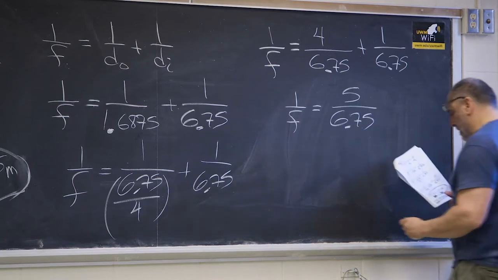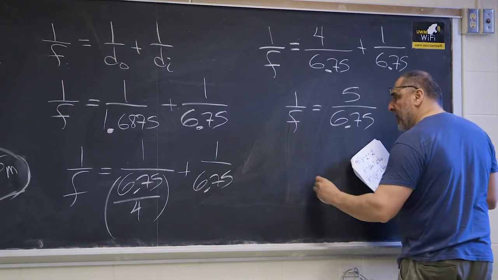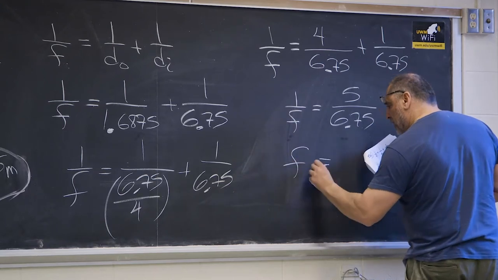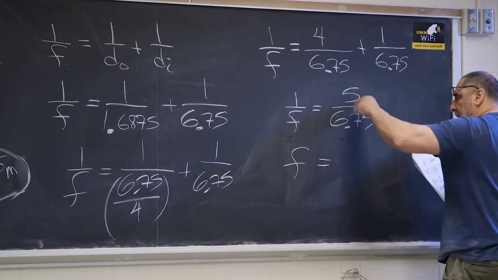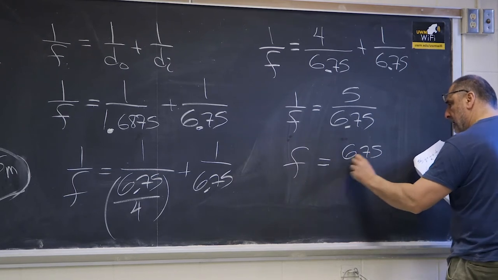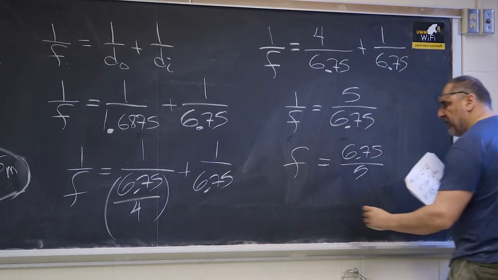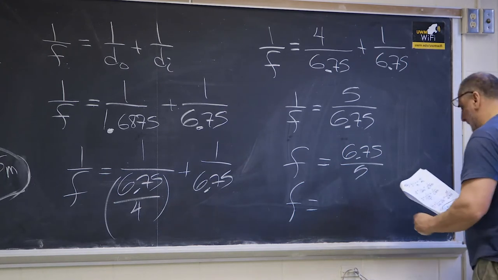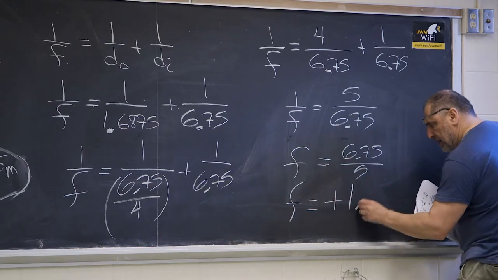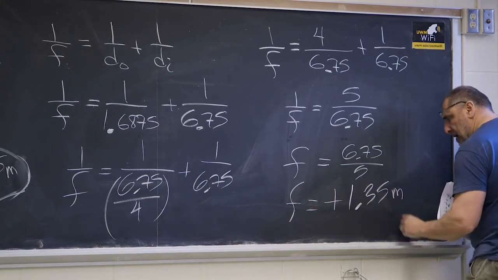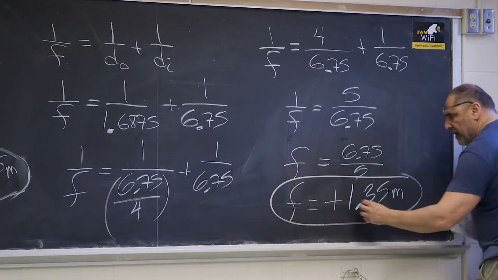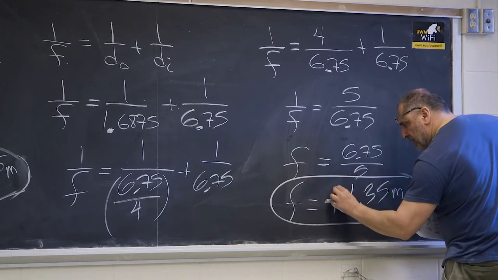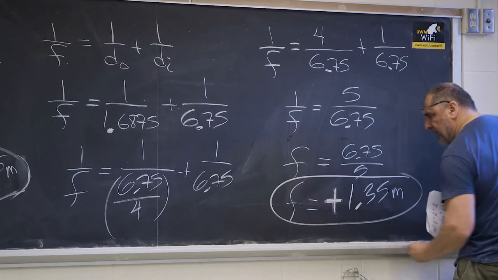Okay, not bad. So I guess it's a little slick the way they can do it. Get the reciprocal of both, you're going to get the focal length. Get the reciprocal of both, you got this. So just a fifth of this. Let's see what we got here. We got 1.35. Absolutely. There's the focal length. The positive focal length, and that'll accomplish the task.